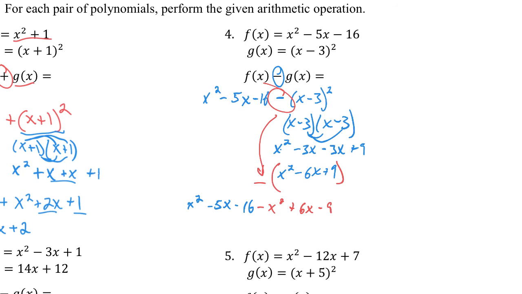So now I simply combine like terms. The x squared minus x squared will cancel each other out. I have negative 5x, positive 6x, so that's going to be a positive 1x, a negative 16, and a negative 9, could be negative 25. So there is f of x minus g of x.